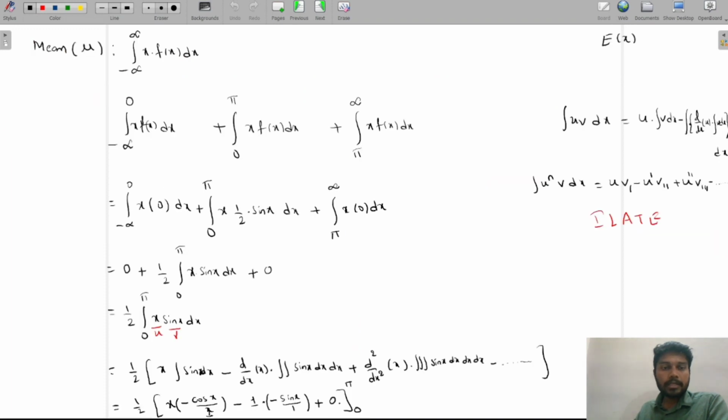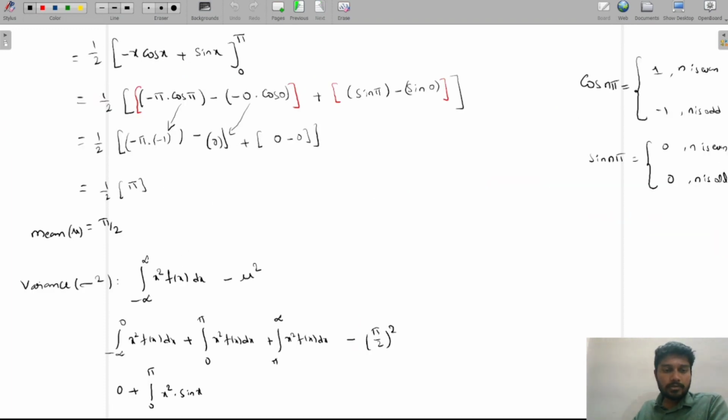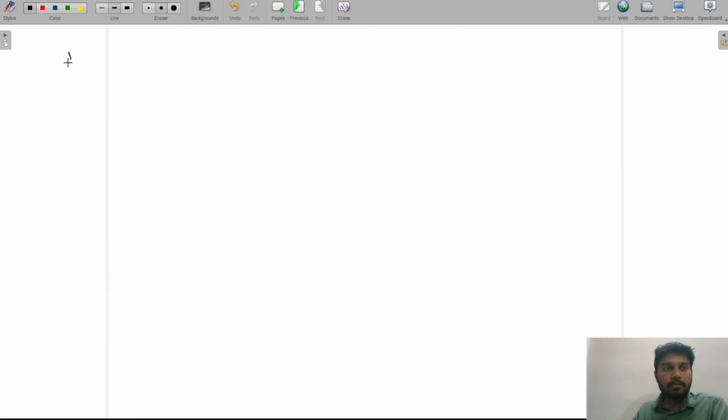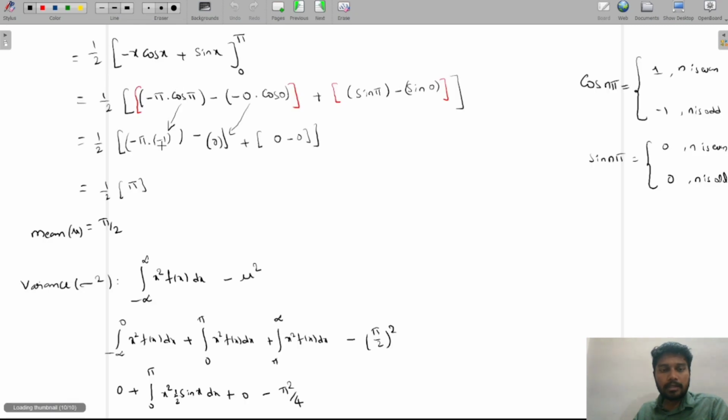1 by 2 into sin x. Okay, so 1 by 2 into sin x dx plus, which is 0, and minus pi square by 4. Now go into the next page. So what is the left? 1 by 2 integration 0 to pi x square into sin x dx minus pi square by 4. This is the left one in the last page, right?